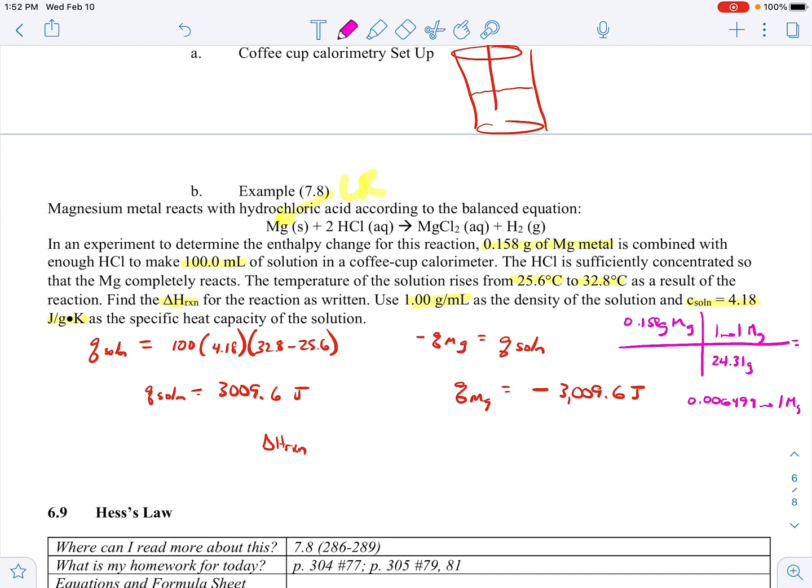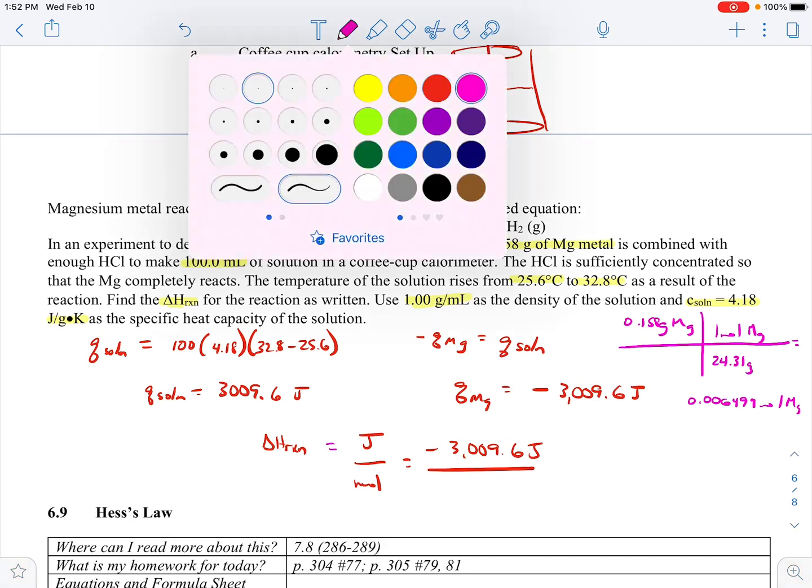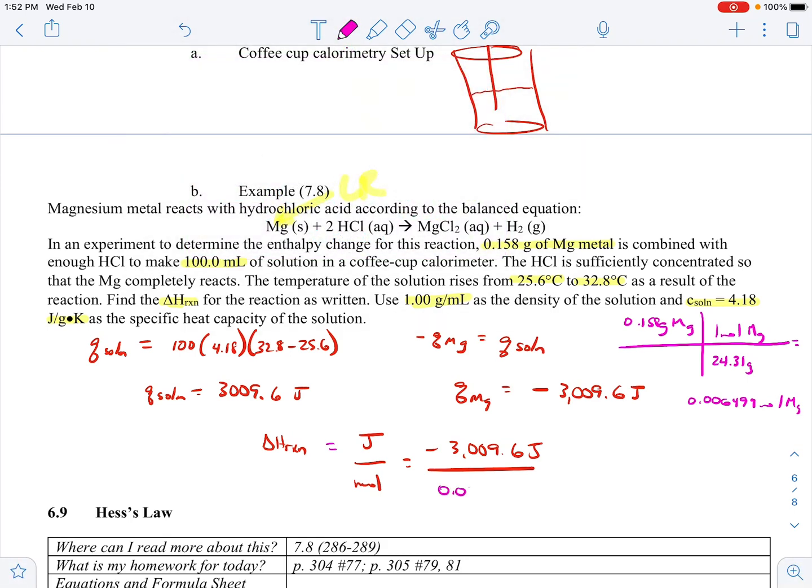So now if I just want my delta H, which is in joules per mole, all I have to do, man, my writing, whew. Let's try that again. Let's just try that completely over. We're looking for joules per mole. So we know our joules, negative 3009.6. And we know our moles, 0.006499. And this will tell us what is on that reaction.